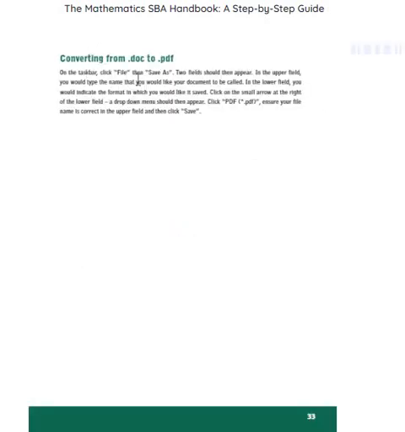Now you want to do what? Convert from .doc to .pdf. On the taskbar, click File, then Save As. Two fields should then appear. In the upper field, you would type the name that you would like your document to be called. In the lower field, you would indicate the format in which you would like it to be saved. Click on the small arrow at the right of the lower field. A drop-down menu should then appear. Click PDF or .pdf. Ensure your file name is correct in the upper field and then click Save.